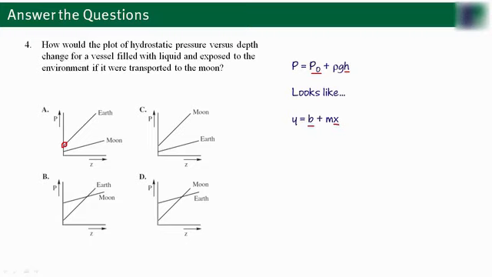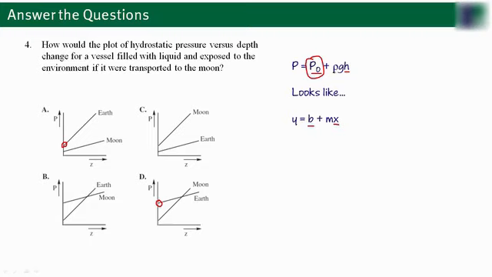That means either answer choice A or answer choice D has to be correct, because those are the ones that have a higher pressure at the ground level. We know the Earth has to have a higher pressure at ground level because it has a greater P naught. It has a greater pressure at the surface of whatever liquid we're talking about, because air pressure on Earth is higher than air pressure on the Moon. Then it leaves us to the slope, the second half of this equation.